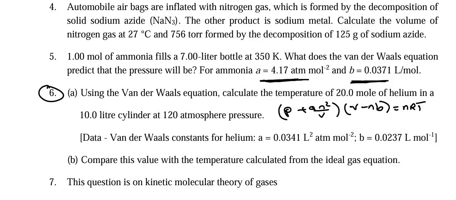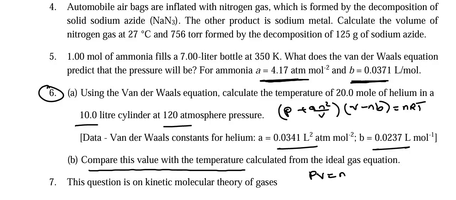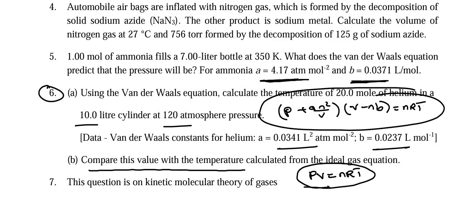The number of moles, the pressure was given to be 120, the volume was given, the constants are also given. If they mention a particular gas, every gas has its own constants, so they will always give you the constants. So you can try this, and you can let me know what answer you're going to get. Here they want you to compare this value with the temperature you calculated from the ideal gas equation. So you also calculate the temperature from this formula. Compare the temperature you get here and the temperature you get here. Which one is big? Which one is small?